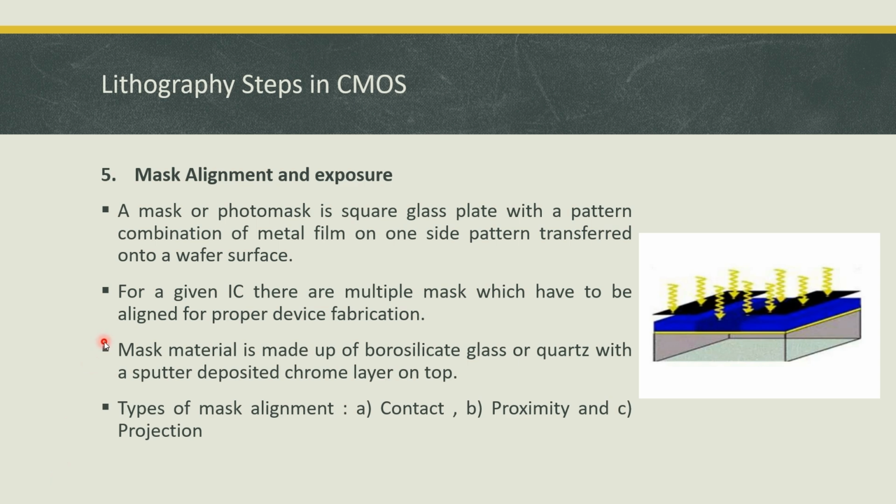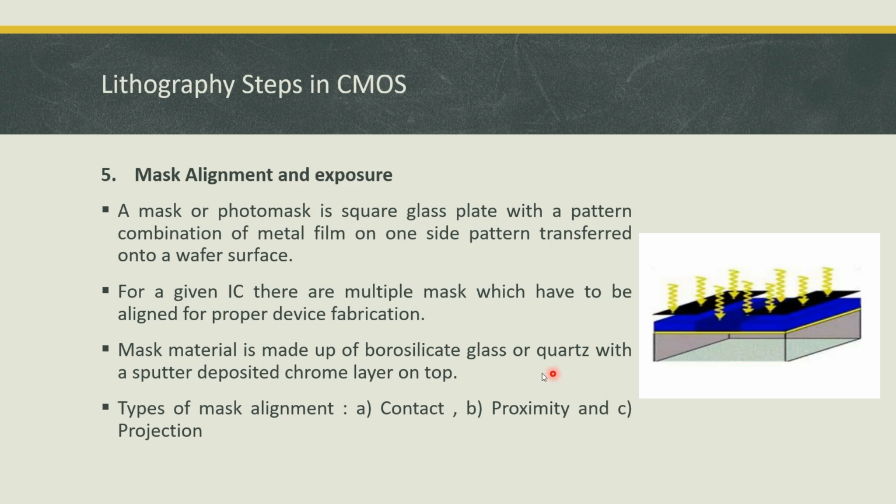A mask or a photomask is a square glass plate with a patterned metal film on one side, and the pattern is transferred onto a wafer surface. For a given IC, there are multiple masks which have to be aligned for proper device fabrication. What is the mask material made of? It is made of borosilicate glass or quartz with a sputter deposited chrome layer on the top.